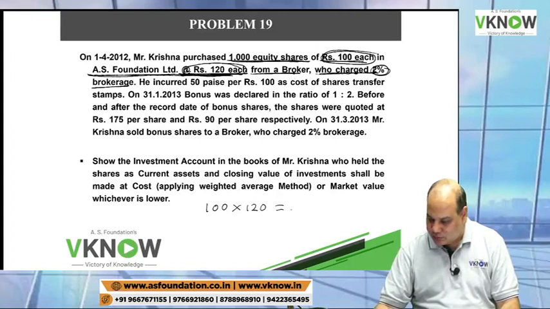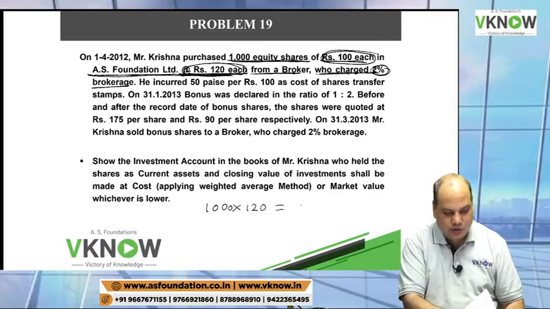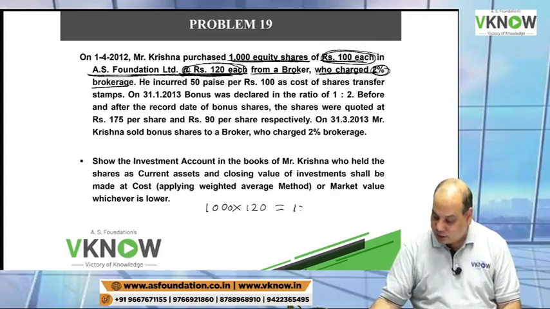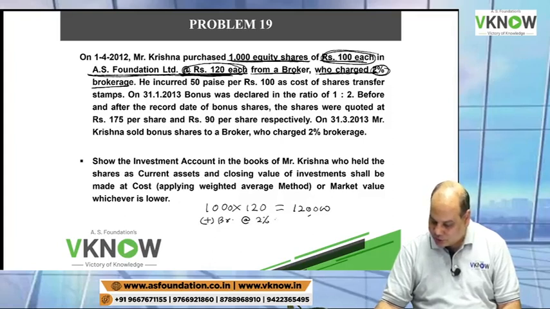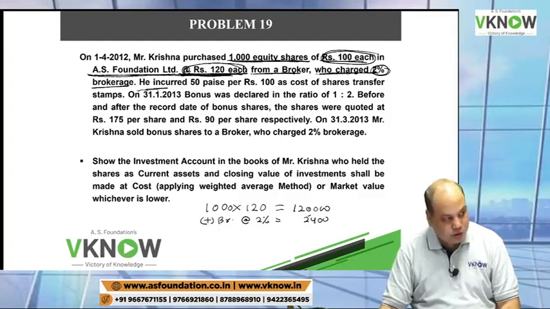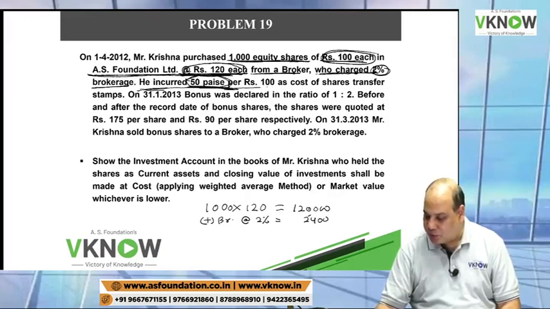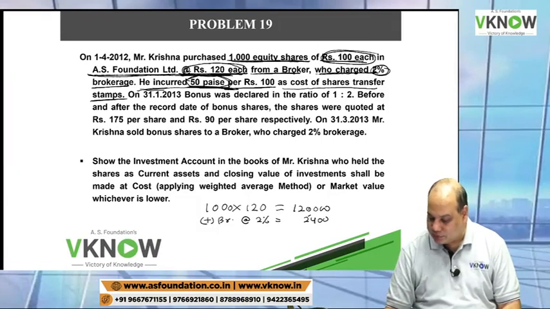So, 1000 into 120. How much is 1000 into 120? 1,20,000. And then you have to also add brokerage at the rate of 2%. So that is 2,400. And one more cost you have to incur. He incurred 50 paise per rupees 100 as cost of share transfer stamp.